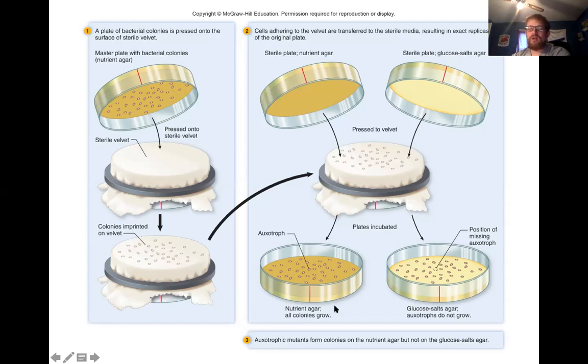Here you have your nutrient agar, so everything grows. You can't distinguish auxotrophs from prototrophs. You can't tell me that this bacteria has the inability to make this macromolecule, or this bacteria has the ability to make this macromolecule, because they all look the same, since all the nutrients are available on this plate.